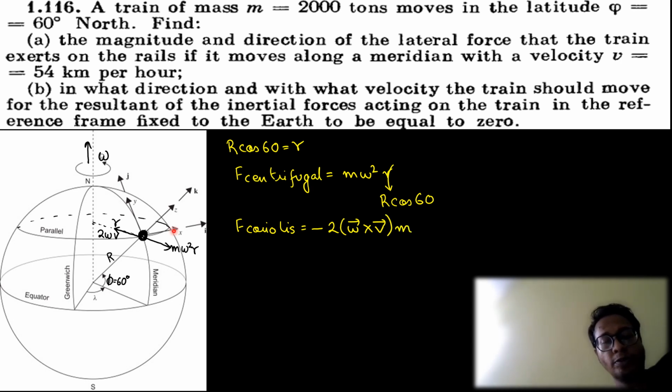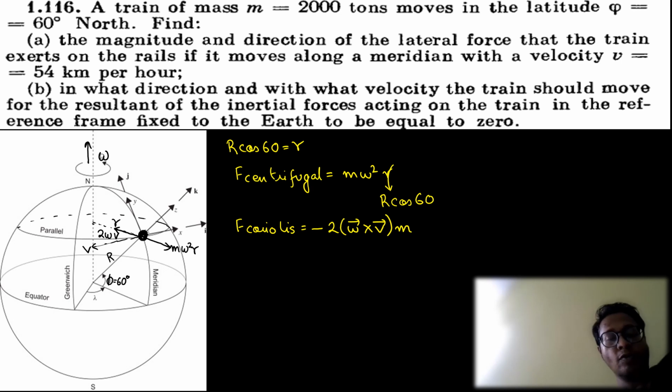Now see, what should be the direction of omega cross v? If v is directly opposite to the x-axis, use your right hand three finger rule. Omega is upward, v is directly opposite to the x-axis. Omega cross v is along this line, or along m omega square r. So minus of that vector is along this line. Understood? So if the body is moving directly opposite to the x-axis, along this line, with whatever velocity we have to find out, then the Coriolis force would be directly opposite to the centrifugal force.